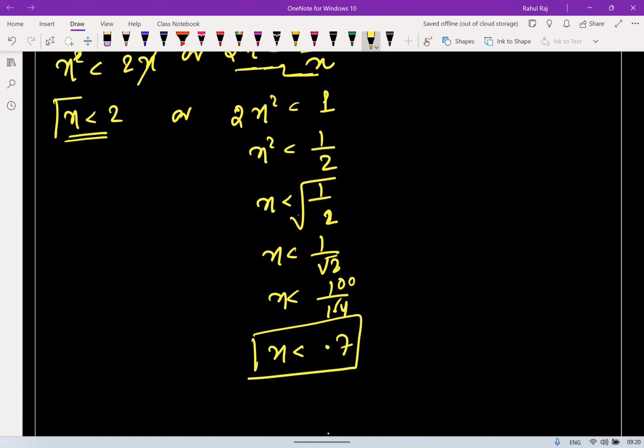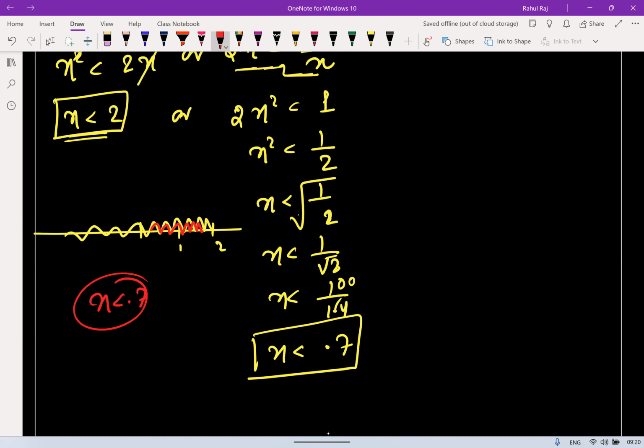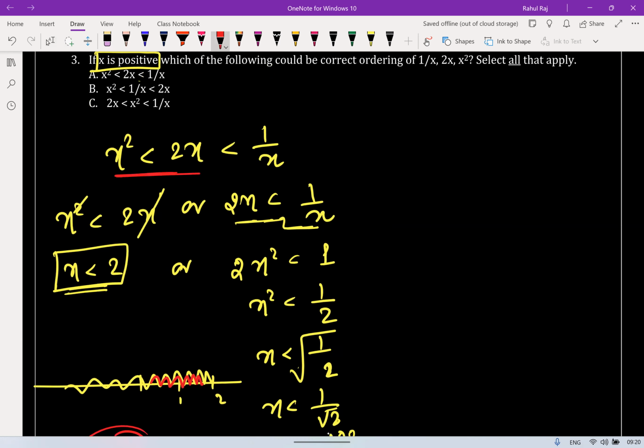And I have here x less than 2. So if you draw a number line, Alexa, this is 1, this is 2, x is less than 2, and x is less than 0.7, so 0.7 should be somewhere here. So my common value is x less than 0.7. Now you put any value of x less than 0.7, this order will suffice. So when I put half, which is nothing but 0.5, Alexa, that's the reason this order suffices.